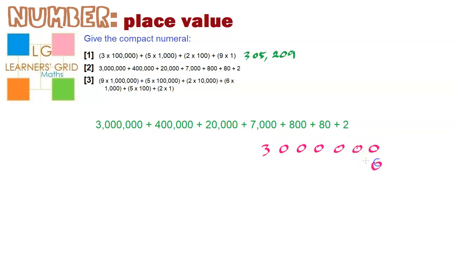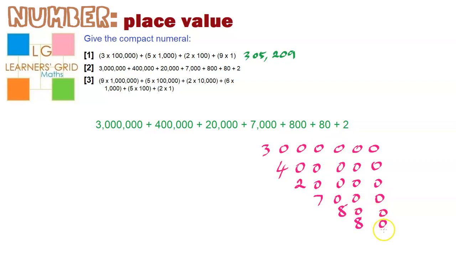So 400,000, and then 400. Next one is 20,000. Next one is 7,000. Next one is 800. 80. 2. Add all these up. And we're going to have 2, 8, 8, 7, 2, 4, 3.